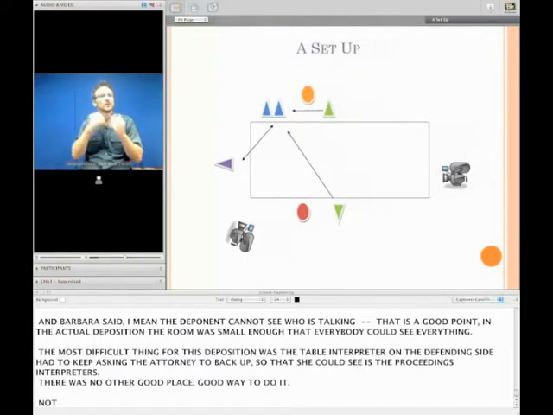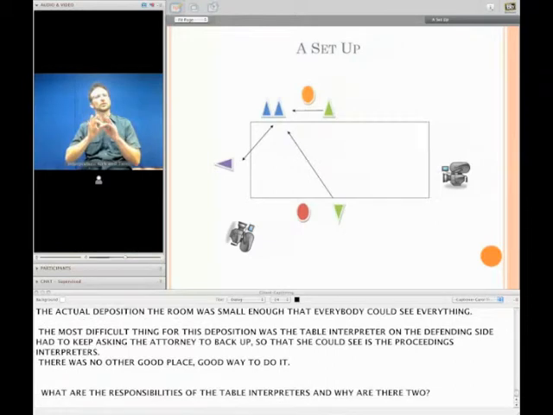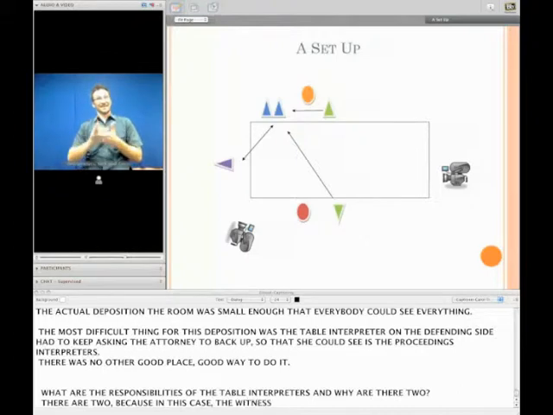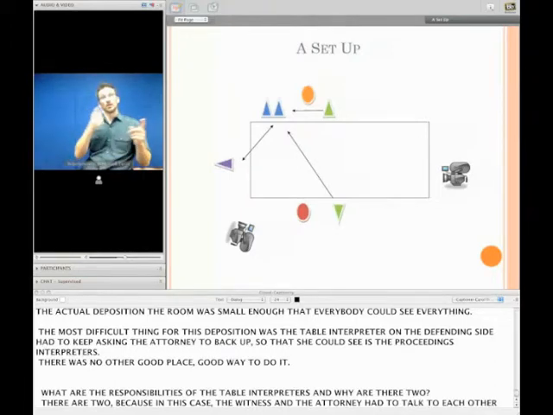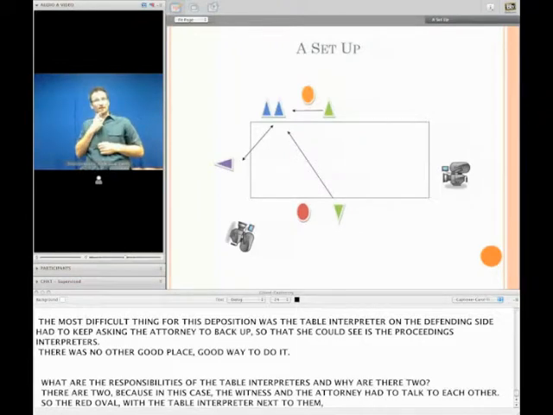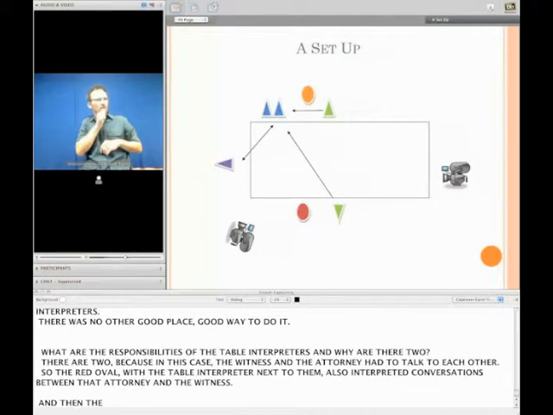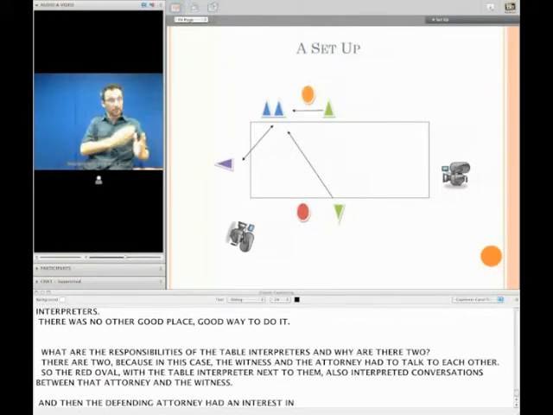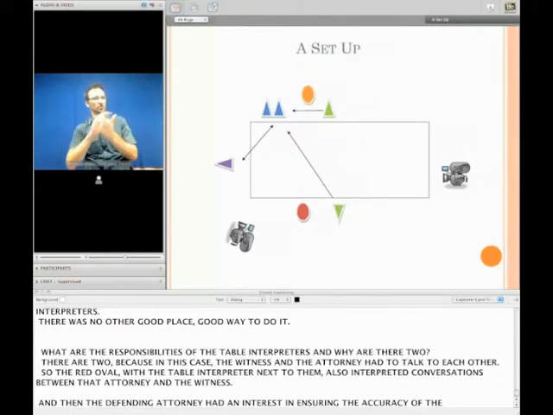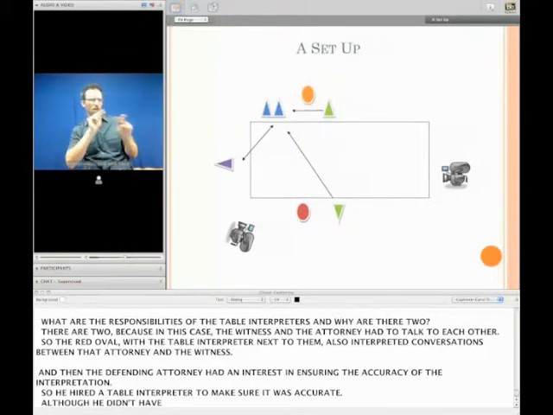Natalie asked, what are the responsibilities of the table interpreters and why are there two? There are two because in this case, the witness and the attorney had to talk to each other, so the red oval with the table interpreter next to them also interpreted conversations between that attorney and the witness. And then the defending attorney had an interest in ensuring the accuracy of the interpretation, so he hired a table interpreter to make sure it was accurate, although he didn't have any privileged communications with any witness.